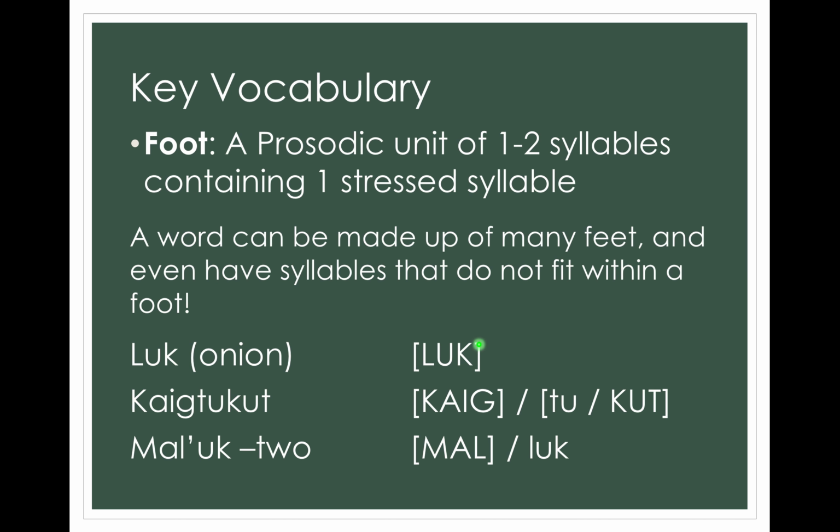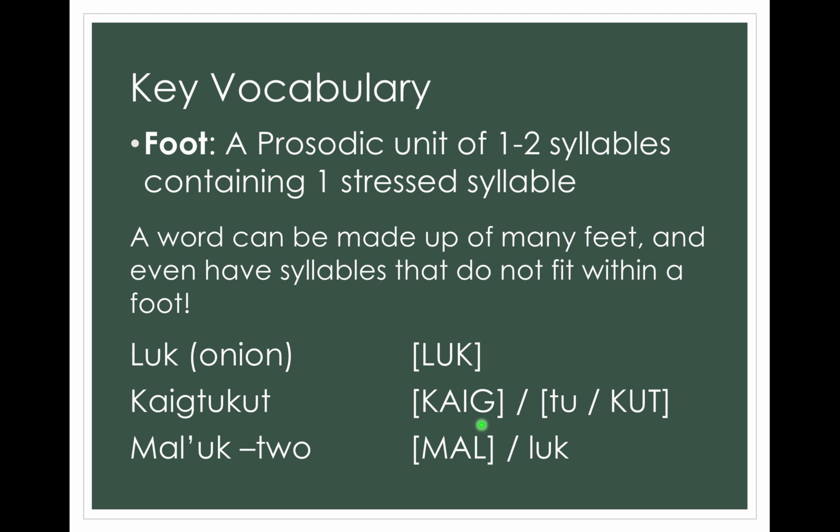So every foot is marked in brackets. The stressed syllable is in all caps. So Luuk is its own foot, made up of one syllable. That syllable is stressed. Kehtugut has three syllables, as you can see here. They're still separated by slashes. That's one syllable break, two syllable breaks to make 1, 2, 3 syllables. Kehtugut. Again, that's three syllables, but it's 2 feet.